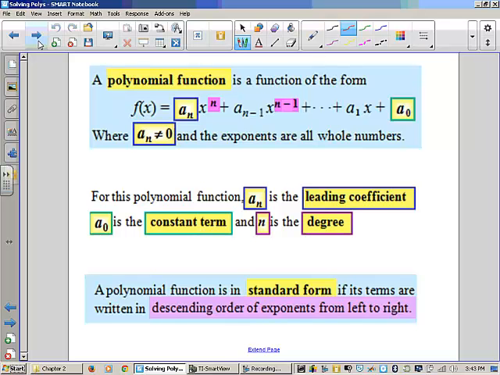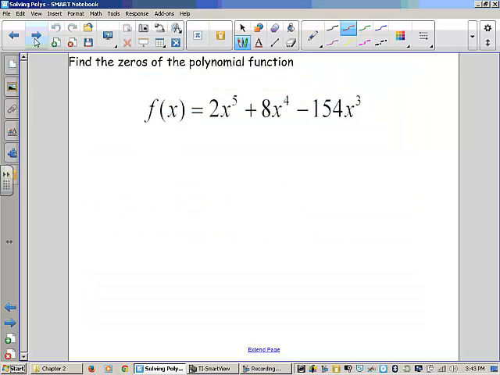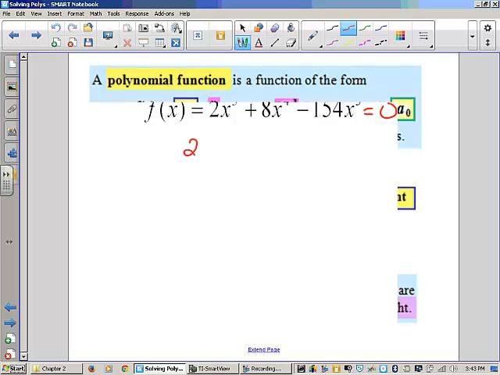Now, a polynomial function is in standard form if its terms are written in descending order of exponents from left to right. So here's an example question. We want to find the zeros of this polynomial function. Just like when you're finding zeros of quadratics, that means we're going to set it equal to 0 and solve. So we're going to factor. Factoring is always the first thing we want to try.